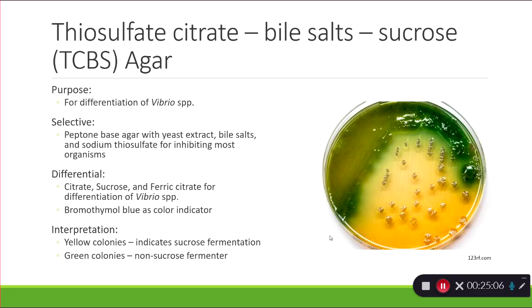TCBS agar stands for thiosulfate citrate bile salts sucrose. This is for the differentiation of Vibrio species. We have a peptone base agar with yeast extract, bile salts, and sodium thiosulfate for inhibiting most organisms. Citrate, sucrose, and ferric citrate are for the differentiation of Vibrio. And it has bromthymol blue as a color indicator. Yellow colonies indicate sucrose fermentation and green is non-sucrose fermentation.